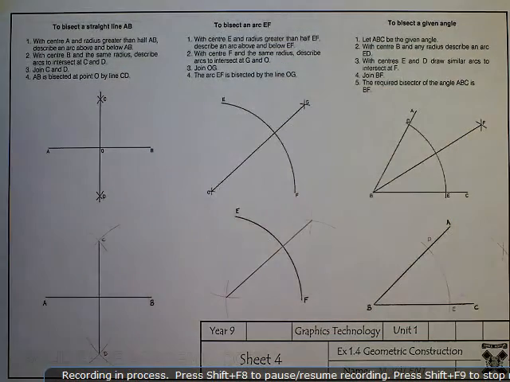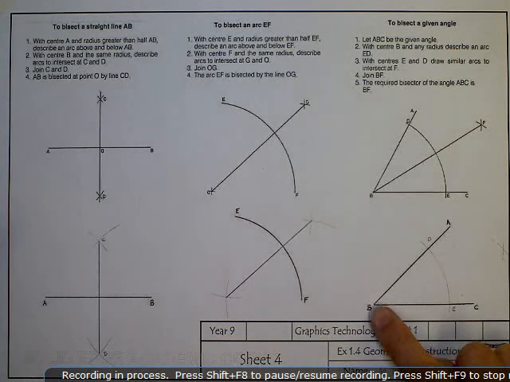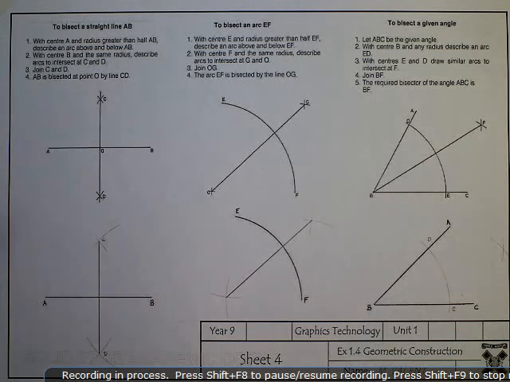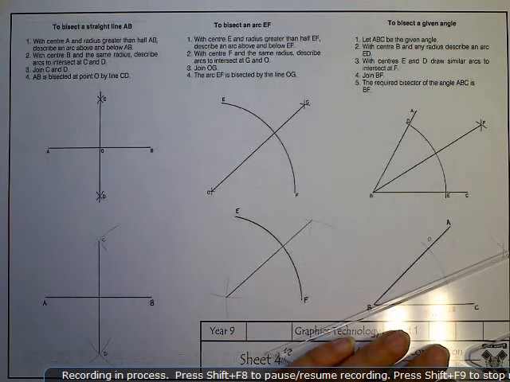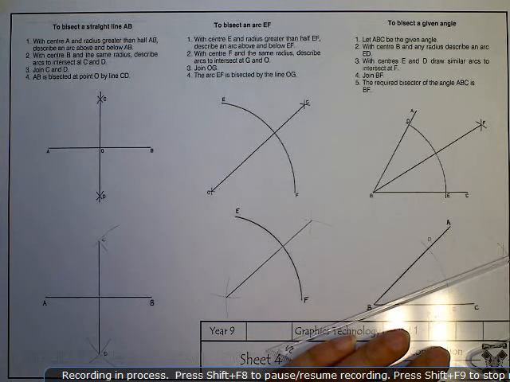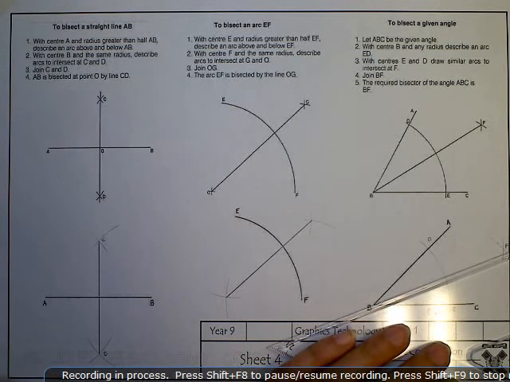Okay, so now we have a point here, and we have the angle of the arc, point of the angle that we can join up. So joining B to new point F, that will bisect the angle.